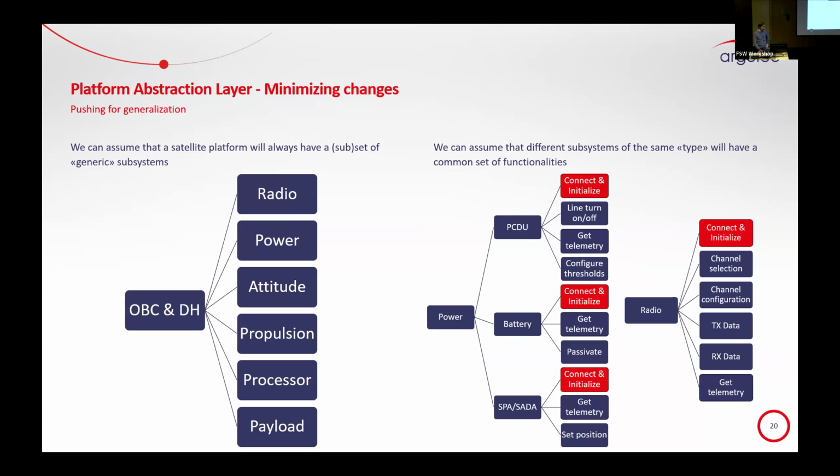And maybe you can think, yeah, but some radios, for example, are transmit only. Well, that's not a problem. The interface is simply left unimplemented, but in a standard way. And there are also some functionalities that are shared between everything. For example, the one on the right here, connect and initialize, some features that we always need, for example, to perform the initial communication with the subsystem and to manage errors where we may need to power cycle the subsystems.